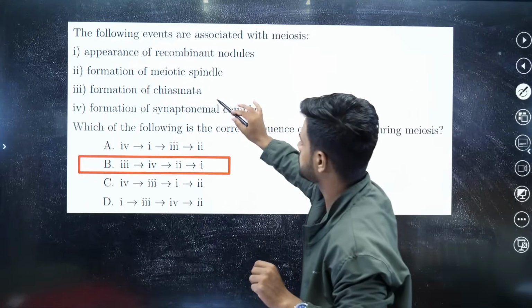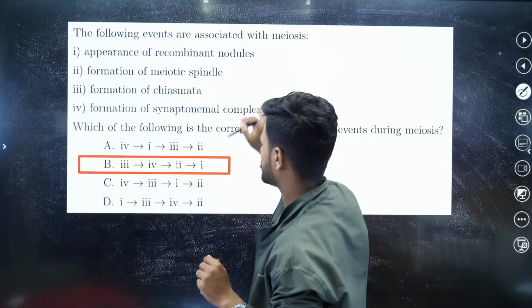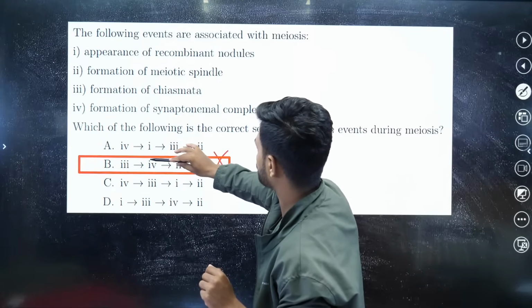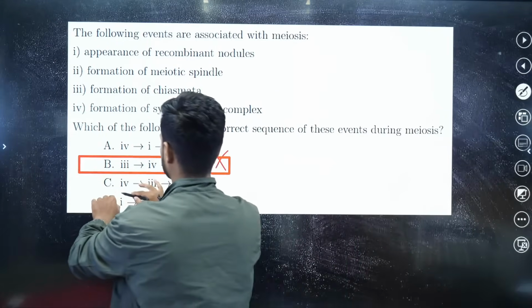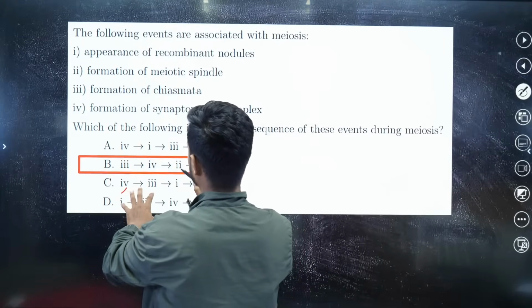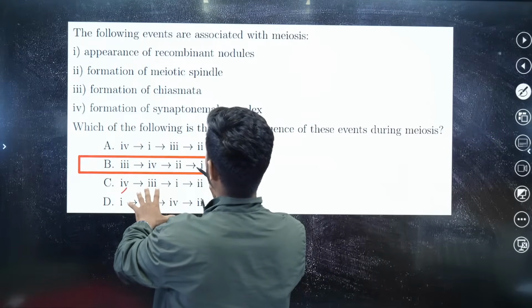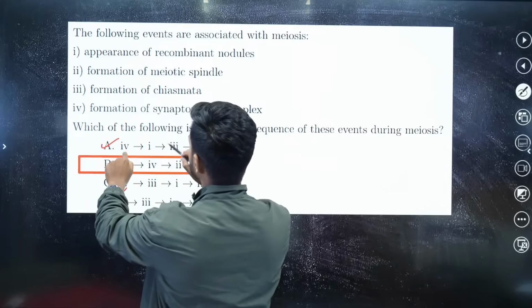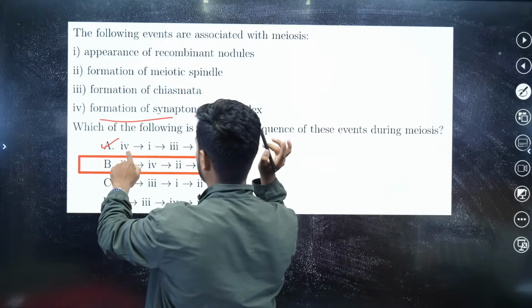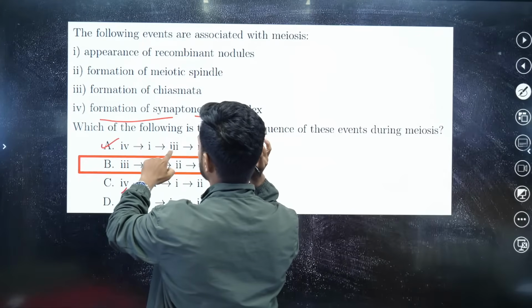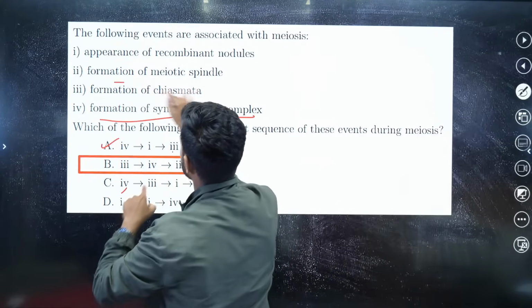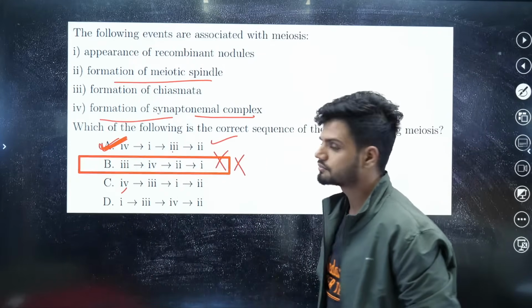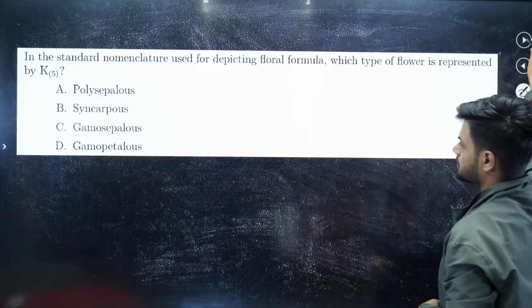So we just discussed that only 3. Why is this given? No, this is wrong. B can't be first. It has to be 4. Synaptonemal complex formation, then formation of chiasmata. No, 4 1. Here, this is the answer. Synaptonemal complex formation happens, then you have appearance of recombination nodules, formation of chiasmata, and formation of spindle fibers. This is the answer, students. Option A is the answer, not B. Sometimes the PPT can make a mistake, but we should not.